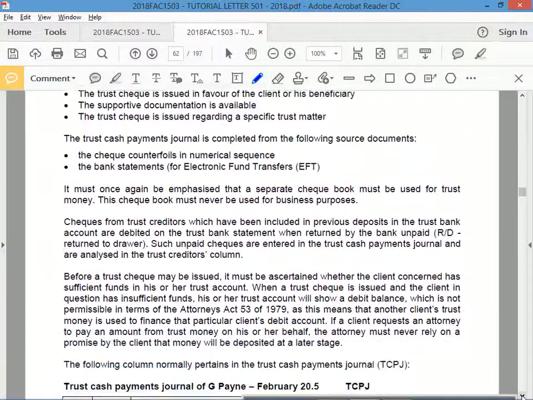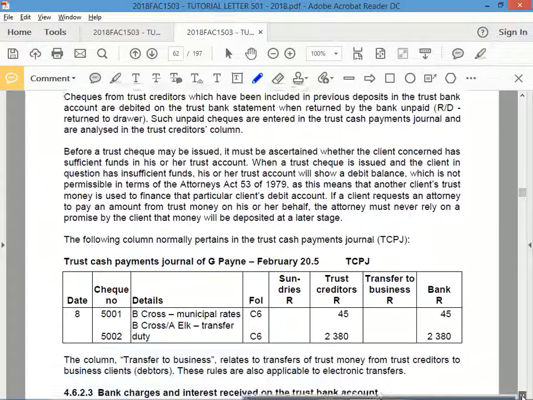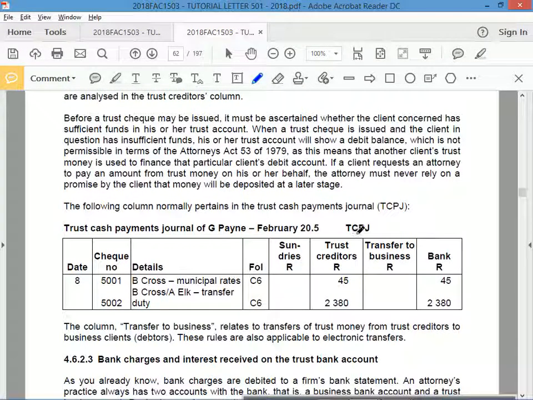Trust cash payments. They've given you a few examples there. Here's the key, the template. Again, that's there. Why is that there? Because will you owe the client more if the client is paying? No, you wouldn't owe the client more, because the trust creditors is your obligation to pay them back what is theirs. It's what is theirs, not what is ours. The bank, this would actually be the trust bank account. When I say bank, because this is a trust CPJ, that would have been the trust bank account.